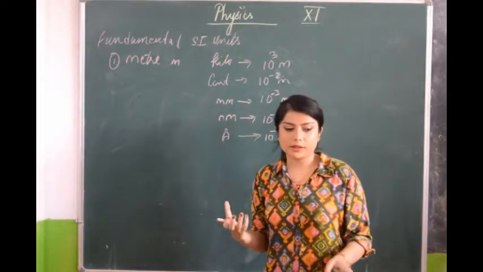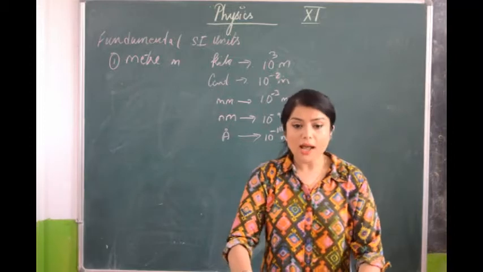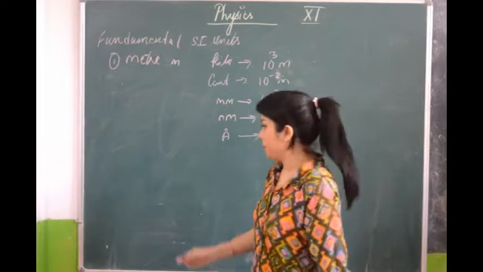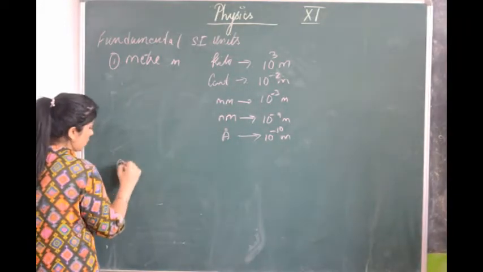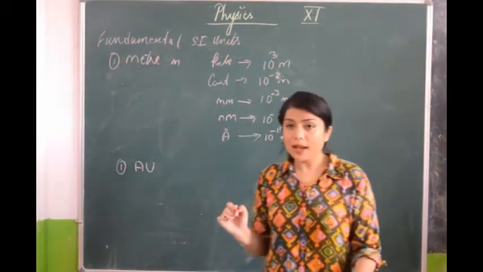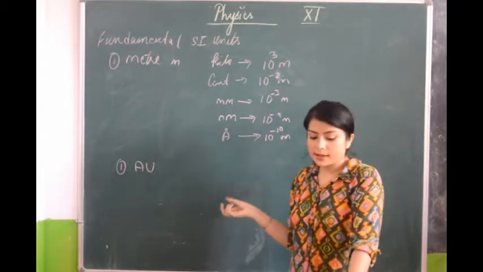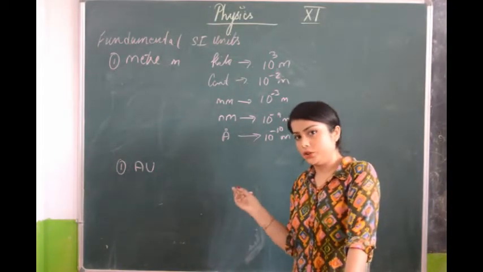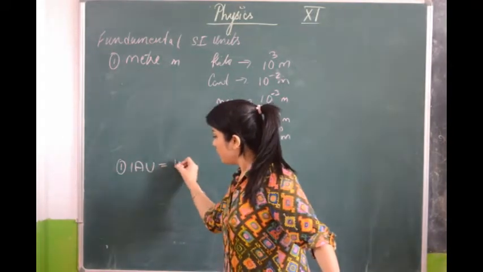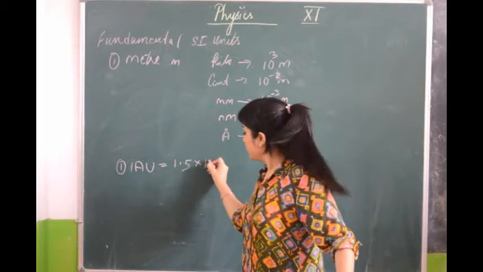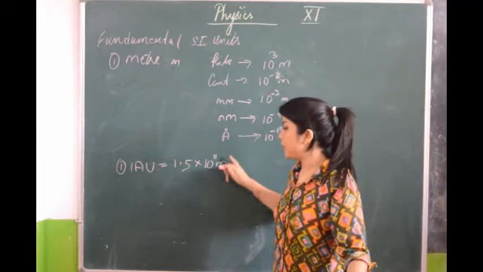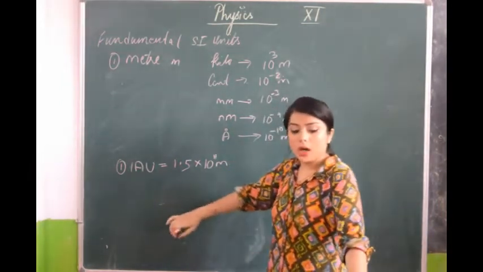There are different other units for calculating distance, for example, for astronomical distance. First one will be the astronomical unit, AU. One astronomical unit is the average distance of the sun from the earth. So 1 AU is equal to 1.5 into 10 to the power 11 meter. So instead of writing this big value, we can directly write 1 AU.